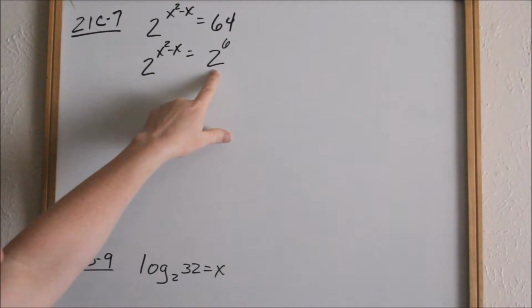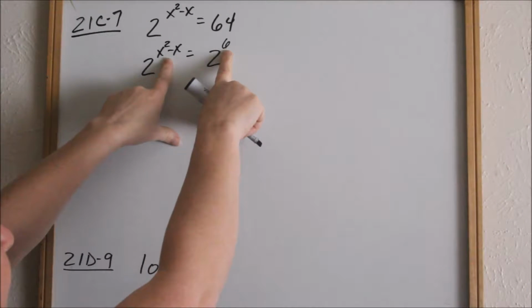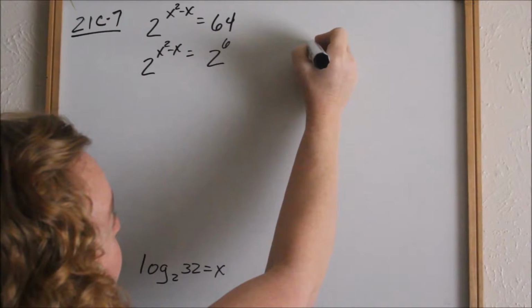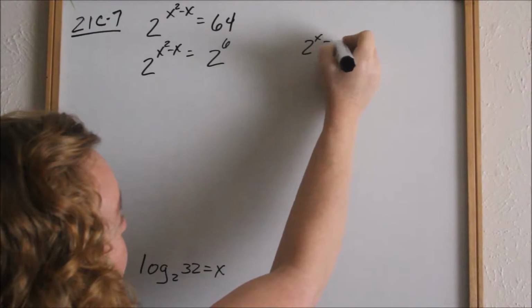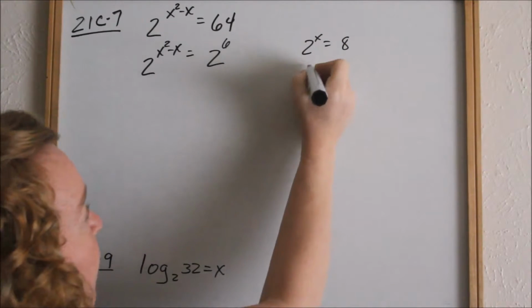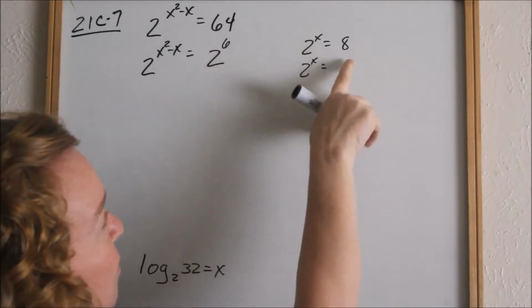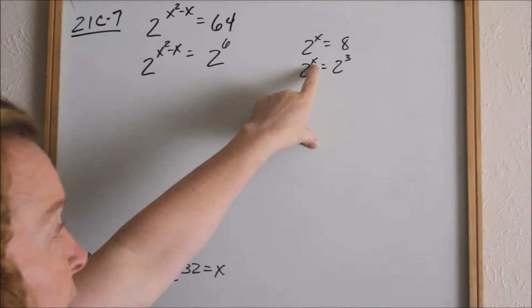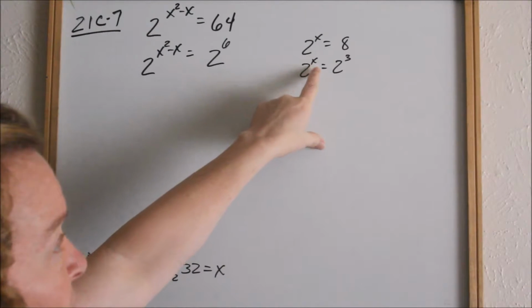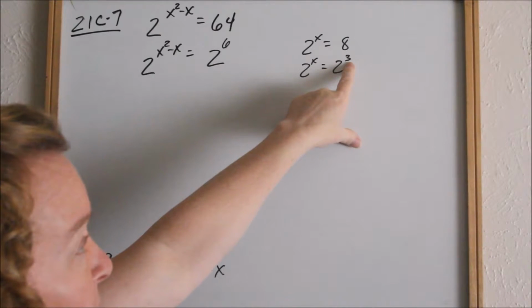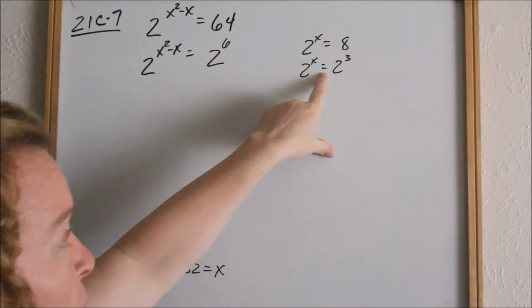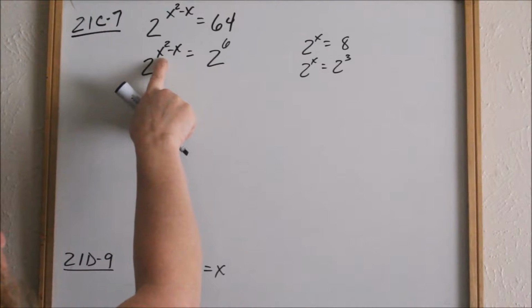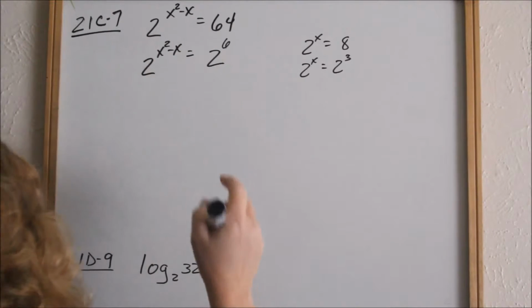When your bases are the same, you can now set these exponents equal to each other, okay? It's like if I had 2 to the x equals 8. So I'm going to make this 8 into a base of 2, which is 2 cubed. Well, what does x have to be? This x has to be a 3. So this has to be equal to this in order for this to be a true statement. So as long as your bases are the same, then you can set these exponents equal to each other.